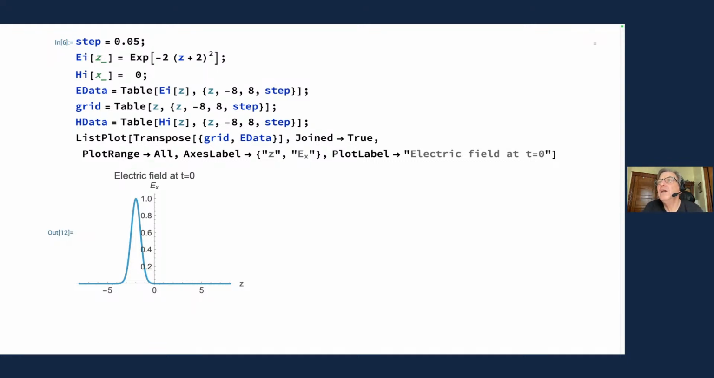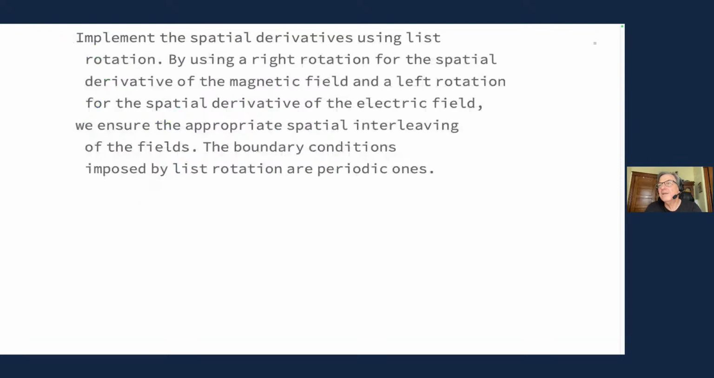Okay, the code's given here. I generate a grid. I'm going to run it from z equals -8 to 8. I've plotted the E field at t equals 0 here for you. We only have a component in the x.